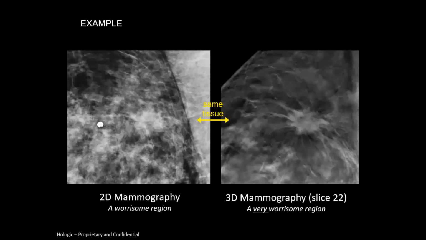Here's another example. On the left, we have a dense breast with a lesion that is hidden. When imaged under 3D mammography, the lesion stands out easily for the radiologist to see. You can tell that this is a suspicious area based on its characteristics. It is large in size and has a spiculated appearance.